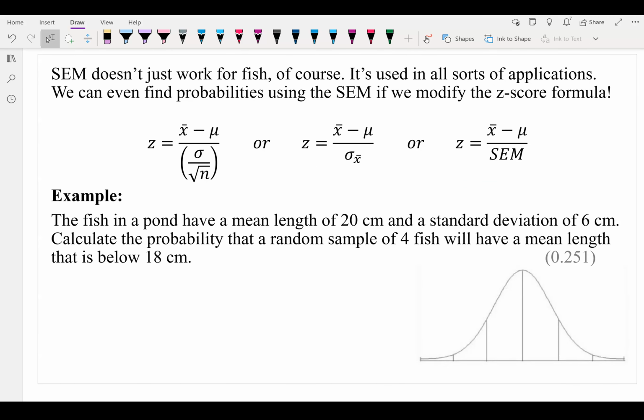Finally, this is the last slide. Standard error of measurement doesn't just work for fish. It's not just for figuring out lengths of fish. You can figure it out in all sorts of applications, from the auto body industry, like size of tires, and lengths of all sorts of stuff.